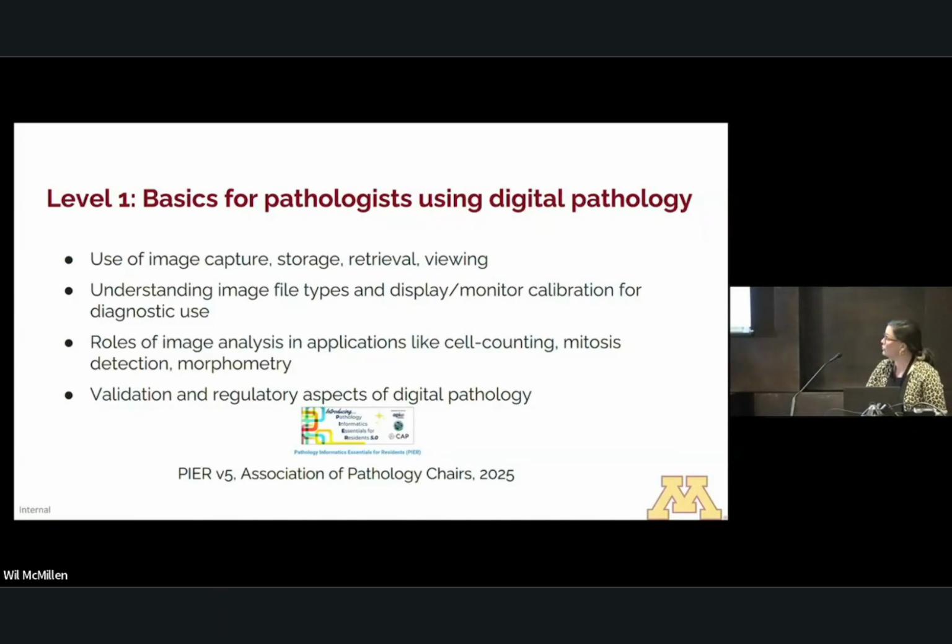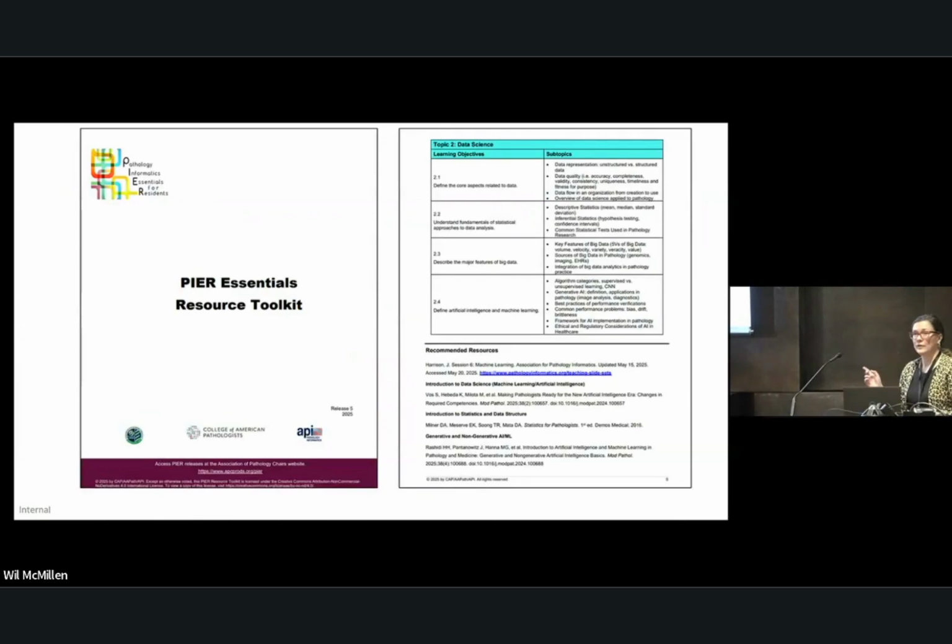I'm going to skip ahead to a quick, very shameless plug for the PEER Essentials Resource Toolkit. PEER is Pathology Informatics Essentials for Residents. It is a collaborative effort among multiple professional organizations. It's been around for, I think, more than a decade, since before I was in training. I just want to highlight that earlier this year they released version 5, and I'm thrilled with this version. I think it is a big improvement in usability over other versions.